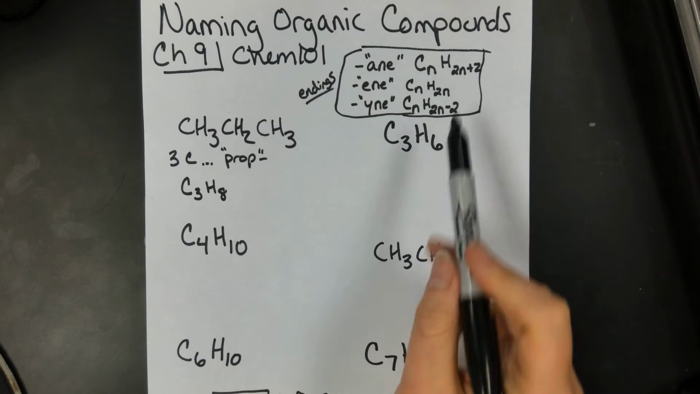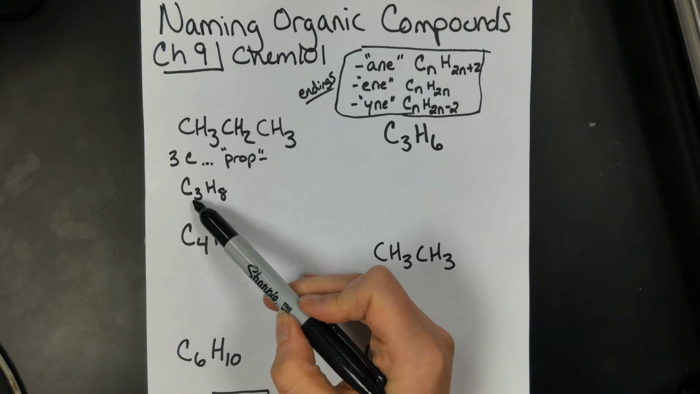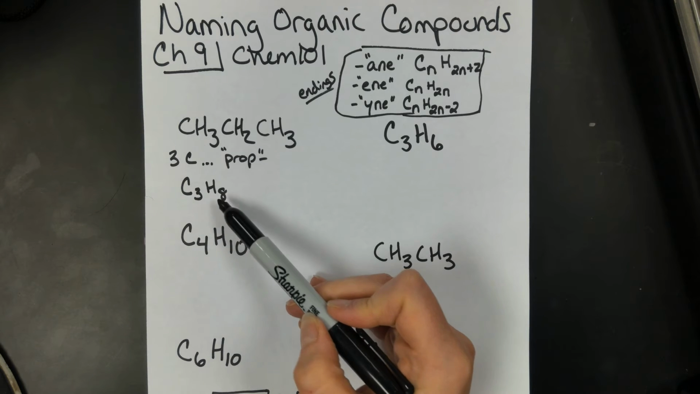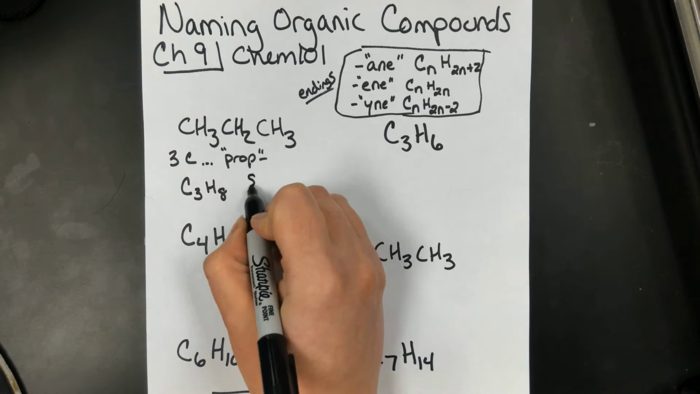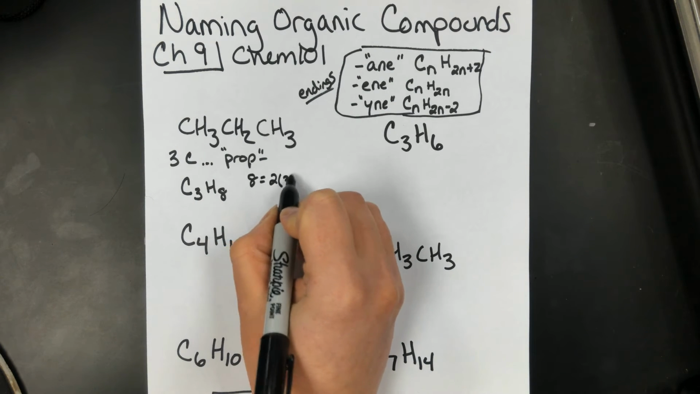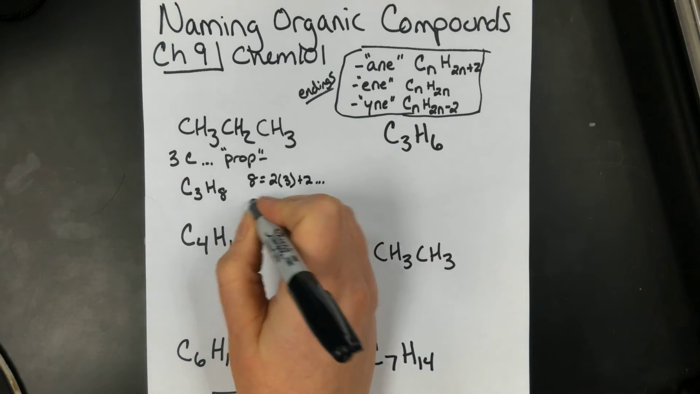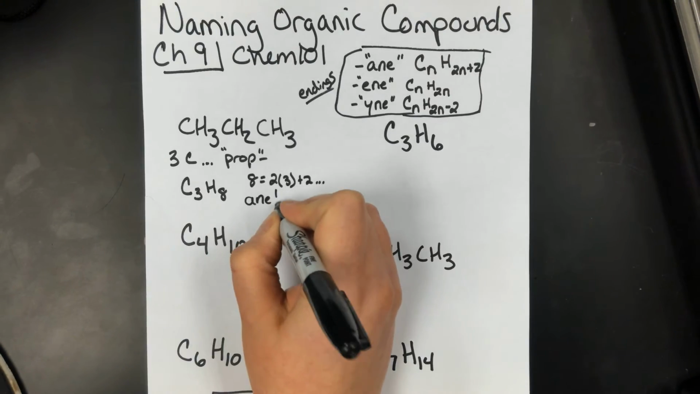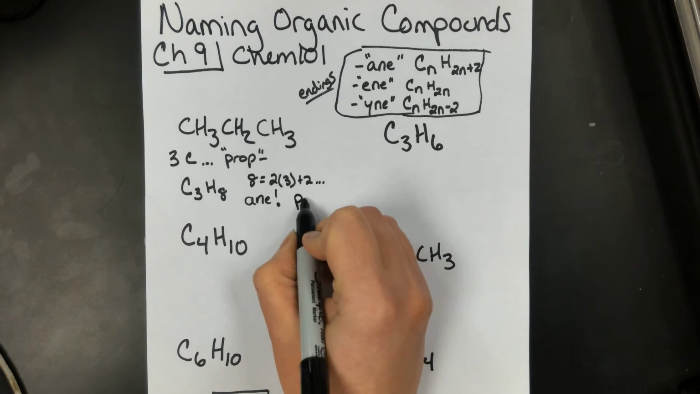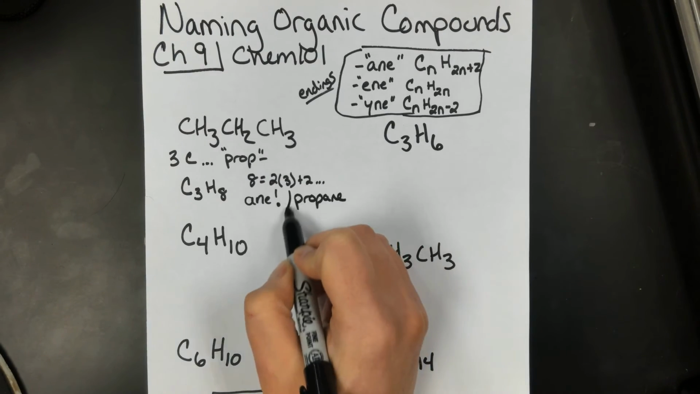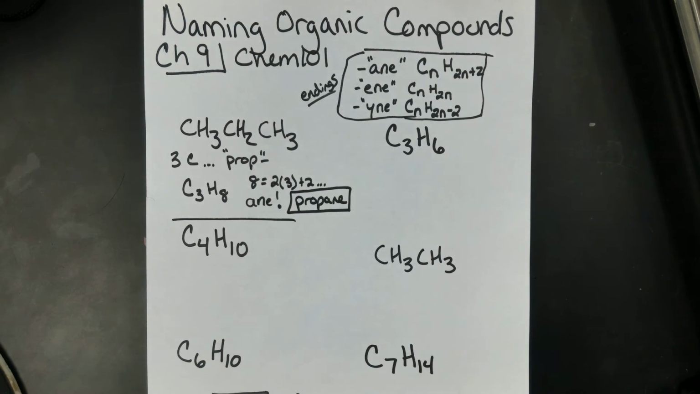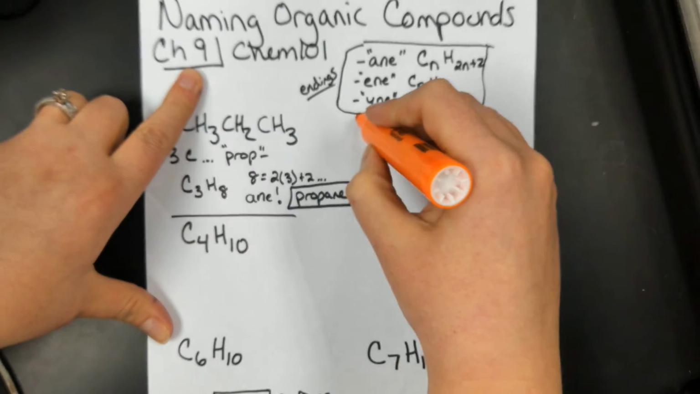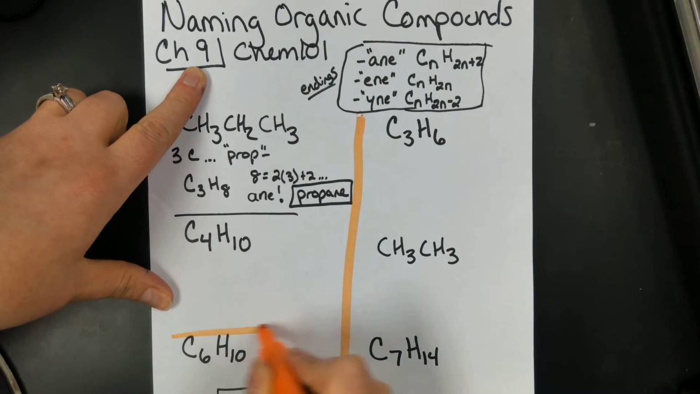So what formula does this follow? Are the H's twice the n's plus 2? Yes, right? Because H is 2 times 3 plus 2. So since 8 equals 2 times 3 plus 2, we know it must be an ane. So the name here is propane. Well, let me get another color going on. I think it does help when we have some barriers here. Nice and divided.